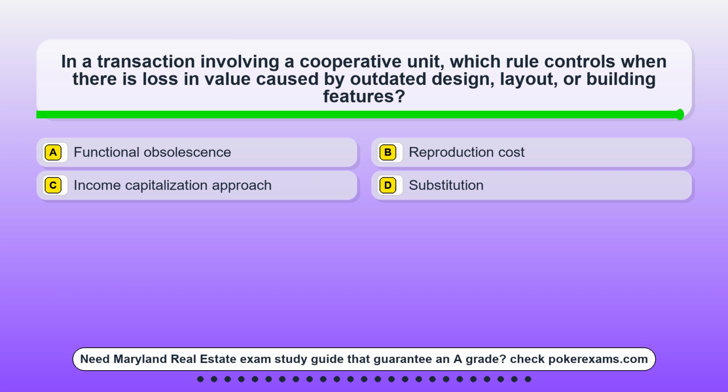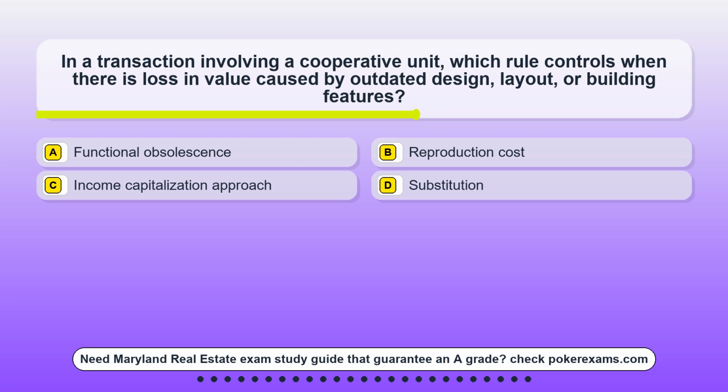Question 11. In a transaction involving a cooperative unit, which rule controls when there is loss in value caused by outdated design, layout, or building features? Option A, functional obsolescence. Option B, reproduction cost. Option C, income capitalization approach. Option D, substitution.